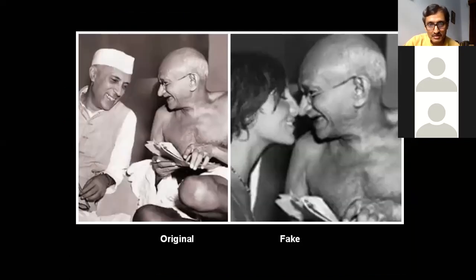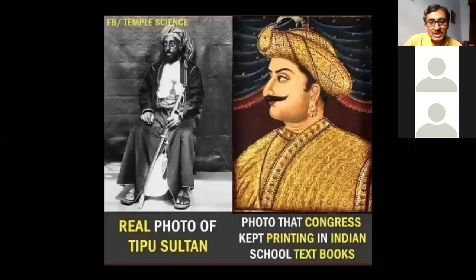Of course, there are historical photos also which have been used. There is a photo which says that Gandhi had a liking for some woman, and he's kissing or touching her, whereas the original photo was that. There are many other historical photos that I've found, which look very naive, and people just keep forwarding them. So I recently found this meme, where it says that this is the real photo of Tipu Sultan, whereas this is the image that Congress kept printing in Indian textbooks.